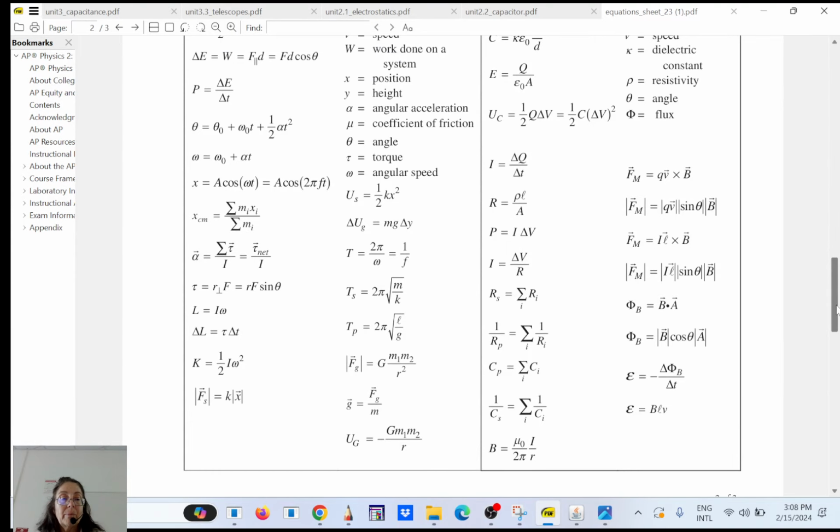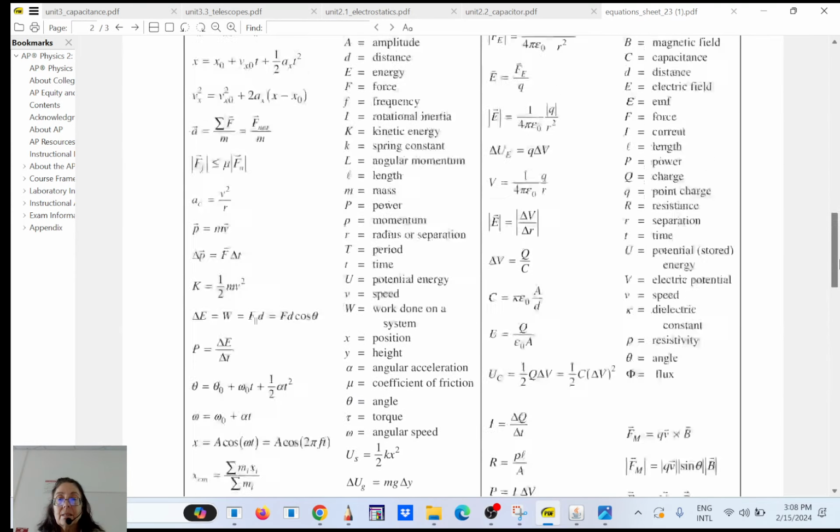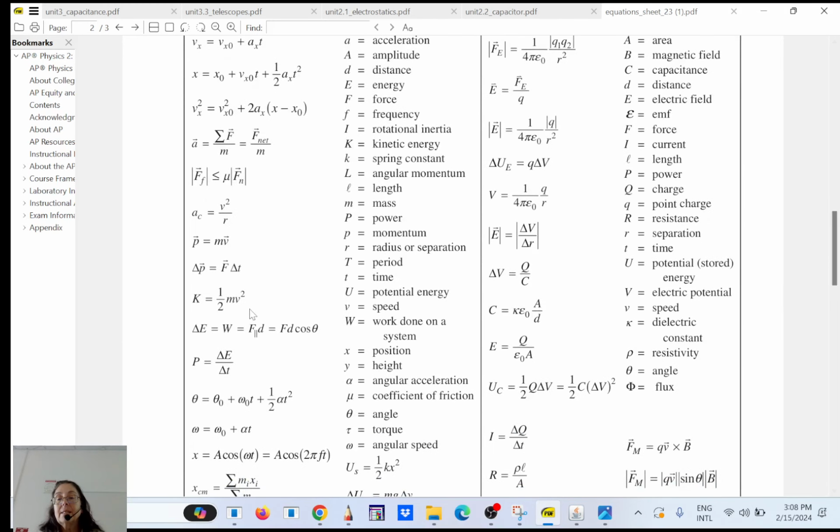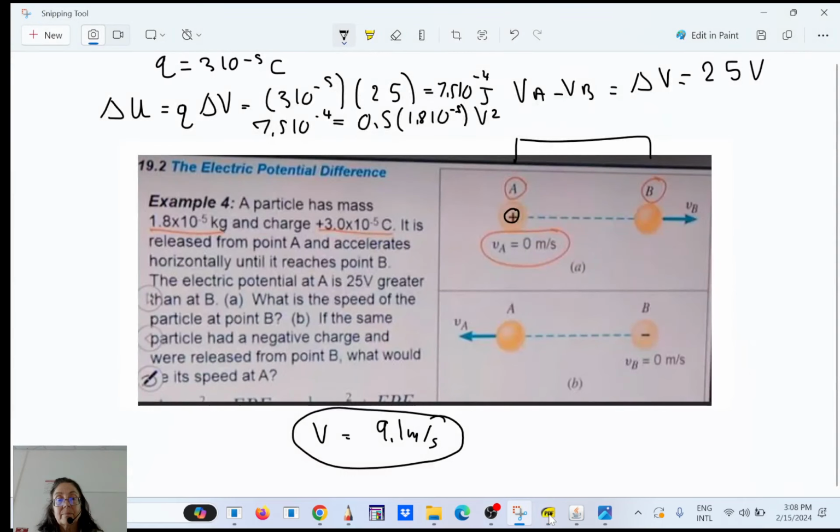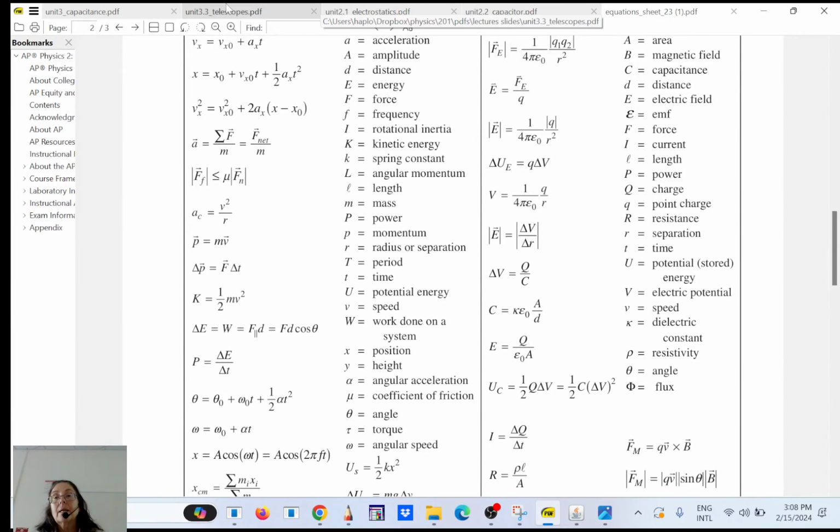If you go back to the slides here, you see kinetic energy is 1/2 mv squared. You have your kinematic equations here. You have Newton's second law, and we have been using electric field is delta V over delta R, which in the parallel plate capacitor will be the distance between the plates. And you have delta U equals Q delta V. So make sure you know how to use the equation sheet.